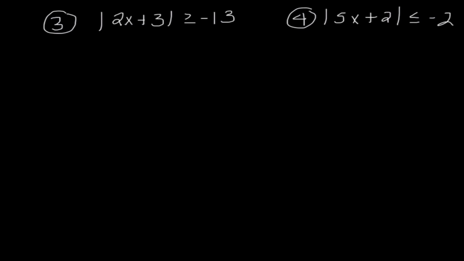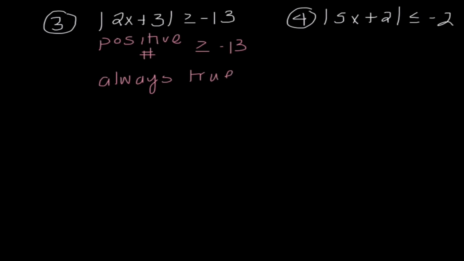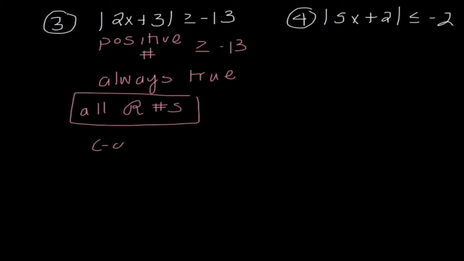What makes this one different is that after the absolute value is isolated, this value is negative. I know absolute value, we said, is always going to be a positive number. So I need to think, when is a positive number greater than negative 13? And that is always going to be true. So our answer here is going to be all real numbers. Or we could write it in interval notation, negative infinity to positive infinity. Because whatever value we substitute in for x, the output is going to be greater than negative 13.